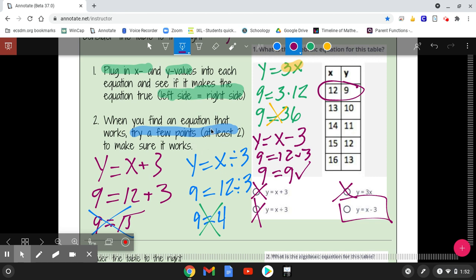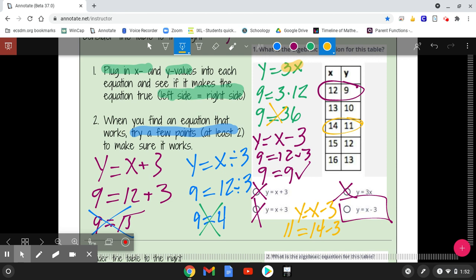So let's pick another point. It can be any point. Let's choose this one. And we're going to plug it into that same equation. I'll move down here. Y equals x minus 3. Now this time we'll replace y with our new y, which is 11. And we'll replace x with our new x, which is 14.